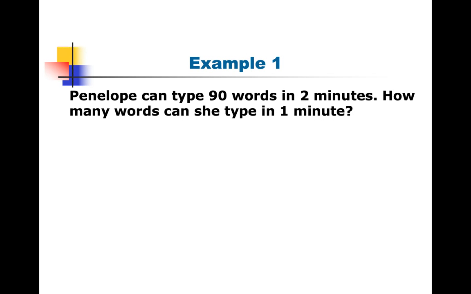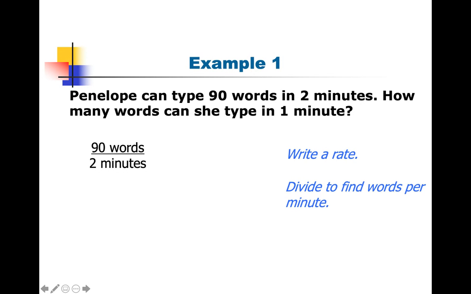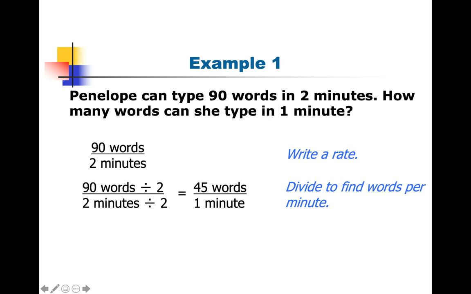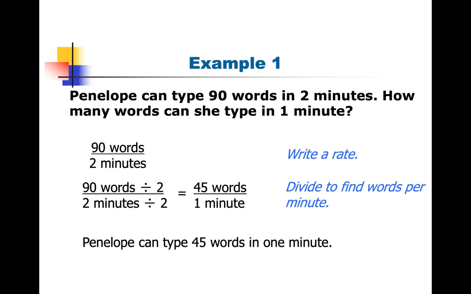So in this example, Penelope can type 90 words in 2 minutes. How many words can she type in 1 minute? So to figure this out, we know that Penelope can type 90 words in 2 minutes. How many words can she type in 1 minute? So she's got 90 and 2. If we're trying to make this per 1 minute, well, how do we get 2 to become 1? We divide by 2, which means we have to divide 90 by 2 to get 45. So if she can type 90 words in 2 minutes, then she can type 45 words in 1 minute. And that's exactly what your answer would be. Penelope can type 45 words in 1 minute.